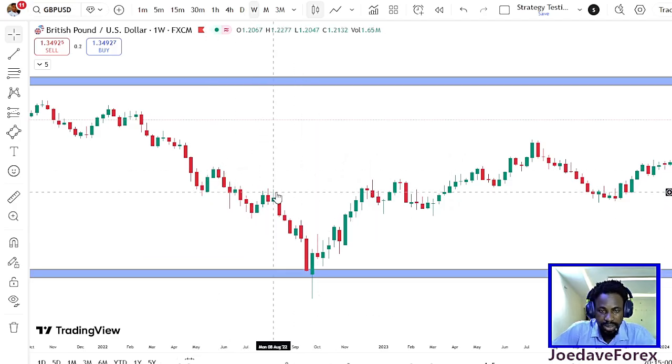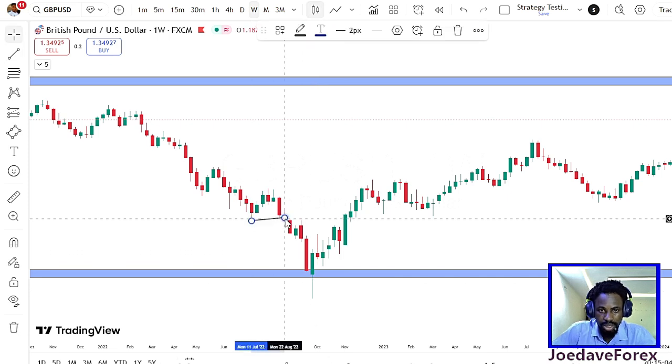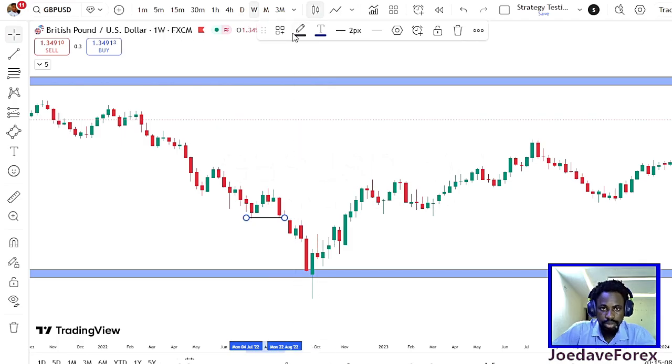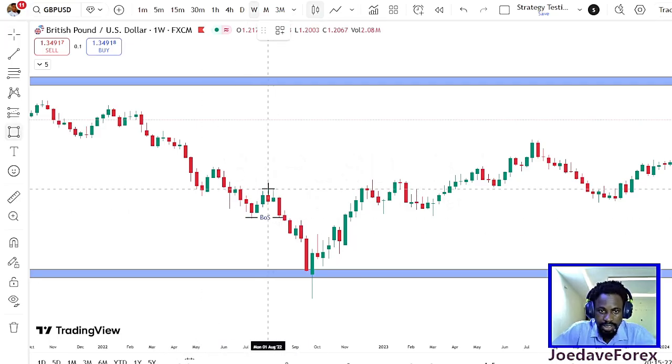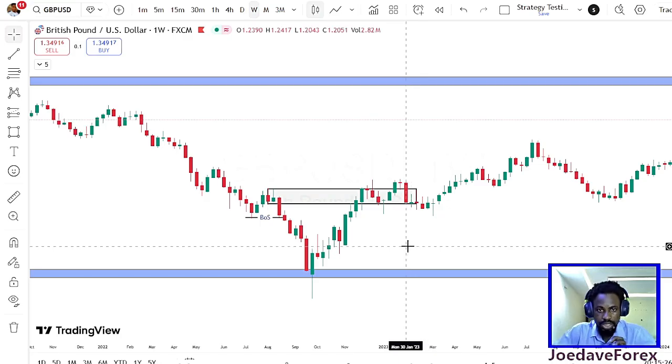So at this pullback we had here, this was a break of structure from the internal structure, right? So this was a break of structure. After we break structure to the downside, if this downtrend still needs to continue, this particular high here should never be taken out. And it also gives us an entry: okay, if price comes here, we might be considering selling off from this point again. All right, once price taps into it, we want to consider selling from there again.